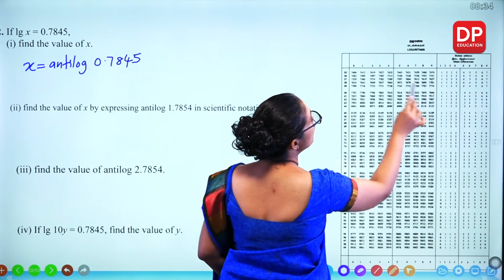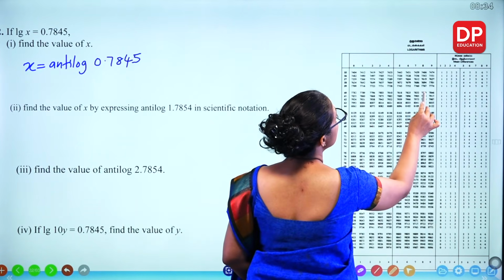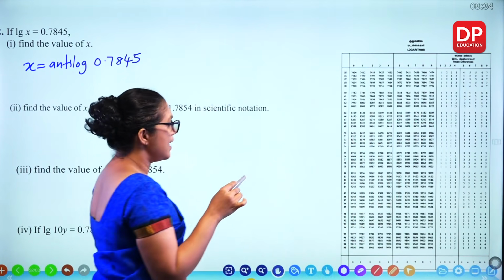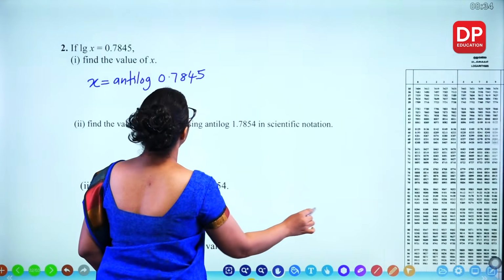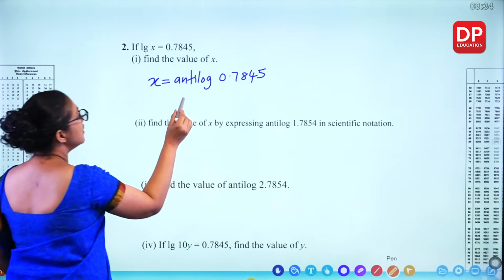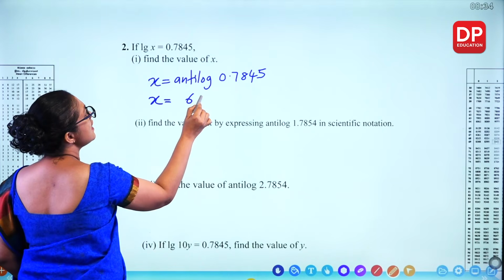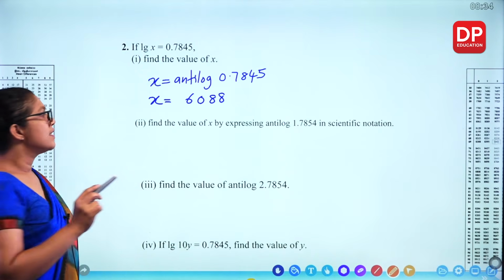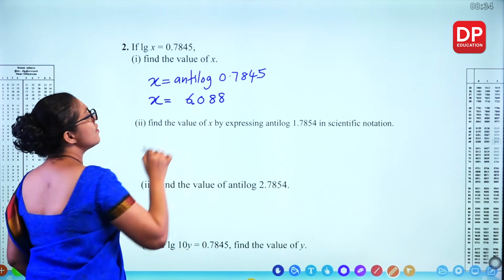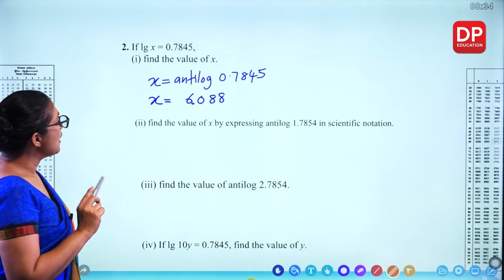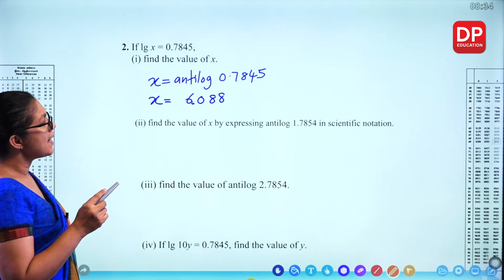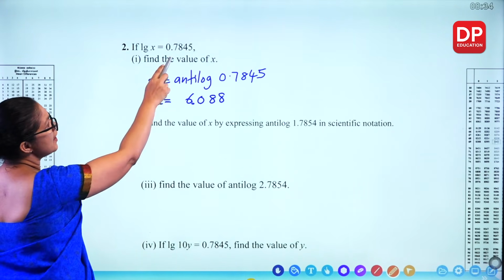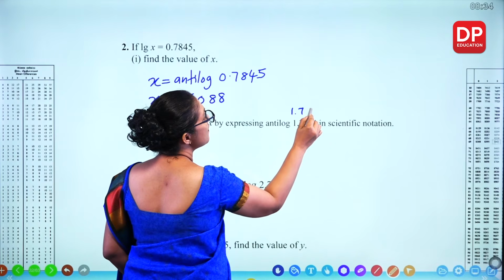7845. 46 is there. So 39. You need another 6. 8. 60, 8, 8. So value is 608, but here the characteristic is 0. You get 6.088. Now here, look at the next one. Find the value of x by expressing antilog of 1.7845.